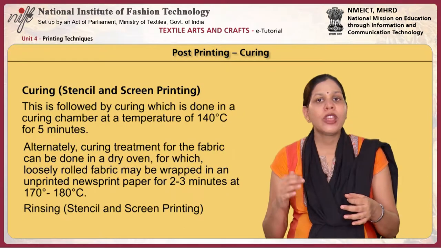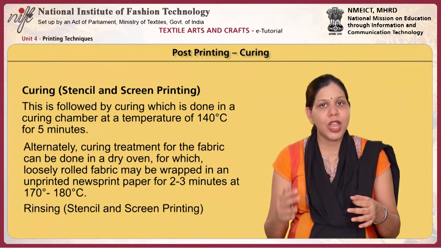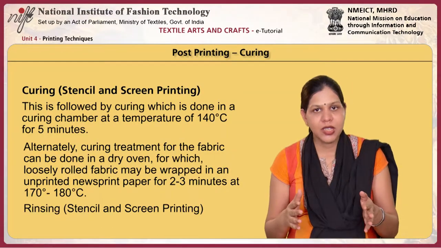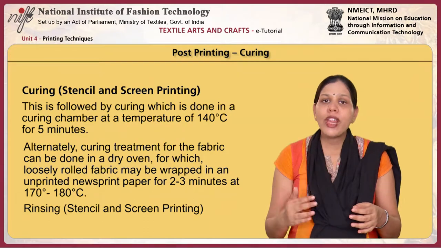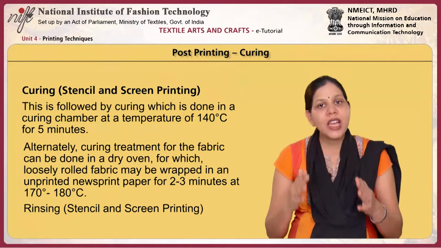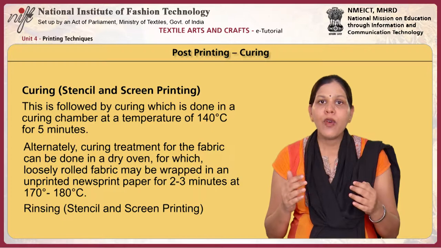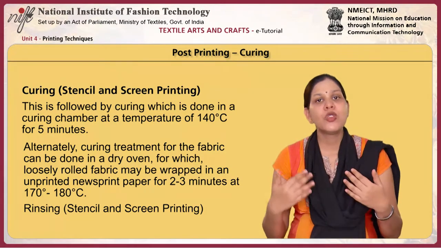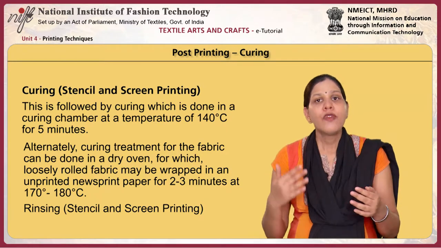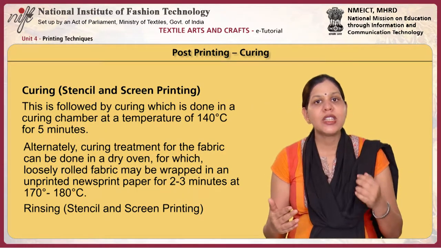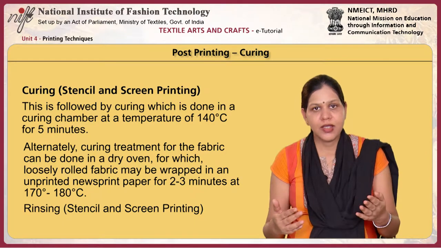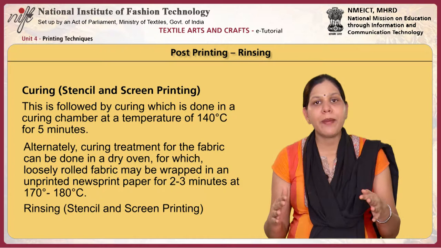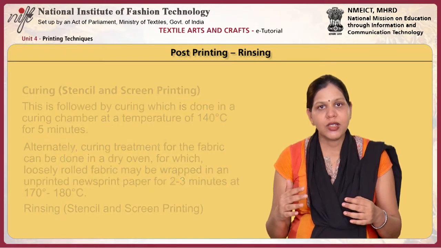This is followed by curing, which is done in a curing chamber at a temperature of 140 degrees Celsius for 5 minutes. Alternately, curing treatment for the fabric can be done in a dry oven, for which loosely rolled fabric may be wrapped in an unprinted newsprint paper for 2 to 3 minutes at 170 to 180 degrees Celsius. If required, this may be followed by rinsing the fabric in a neutral detergent.